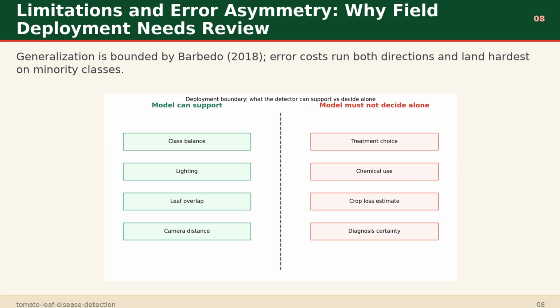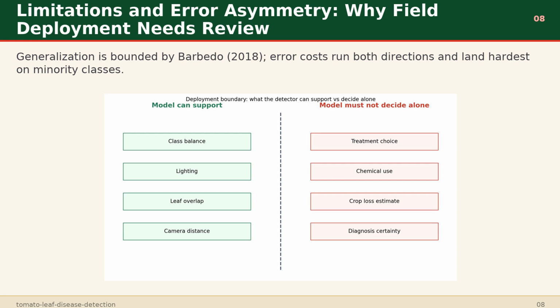Error asymmetry matters in both directions. A false positive on a healthy leaf triggers pesticide application with cost and environmental burden farmers in smallholder systems cannot absorb. A false negative lets a diseased region spread. MosaicVirus, with its 428 images and 1.48 boxes per image, is the class most likely to generate false negatives from an undertrained model, which is the failure mode with the highest downstream consequence for crop spread. Naming the limitation this sharply is what makes the recommendation defensible.